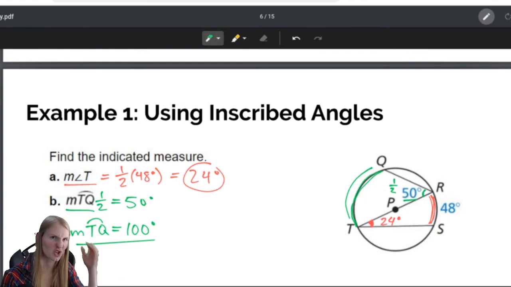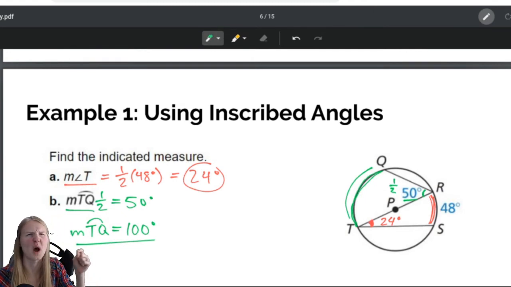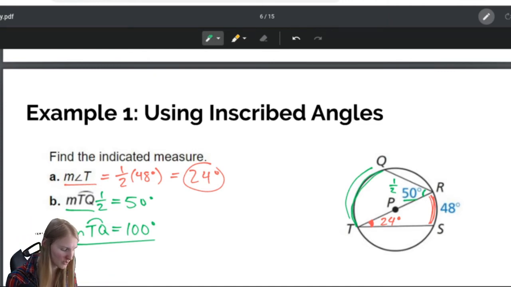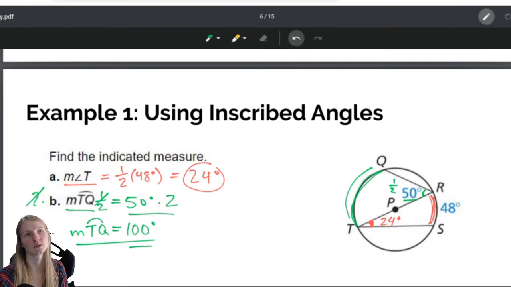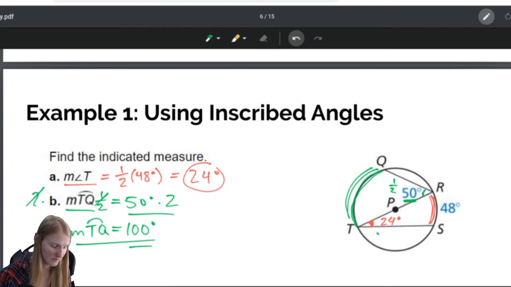The other way, instead of just thinking about it, what half of what is 50? Instead of doing that, you can just multiply both sides by 2. That has your halves cancel out. And then you get 50 times 2 is 100. That's another way that you could do it. So if I have the inscribed angle and I want to find the arc, I multiply by 2. If I have the arc and I'm trying to find the angle, I divide by 2. There you go. And don't worry, you're gonna get more practice with this on your homework today.